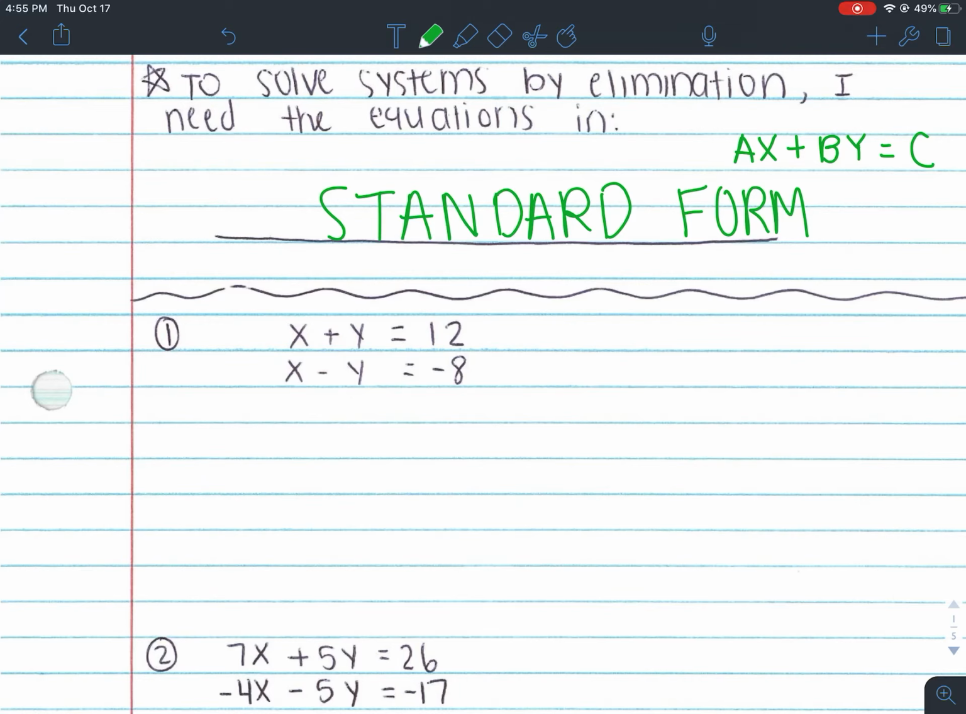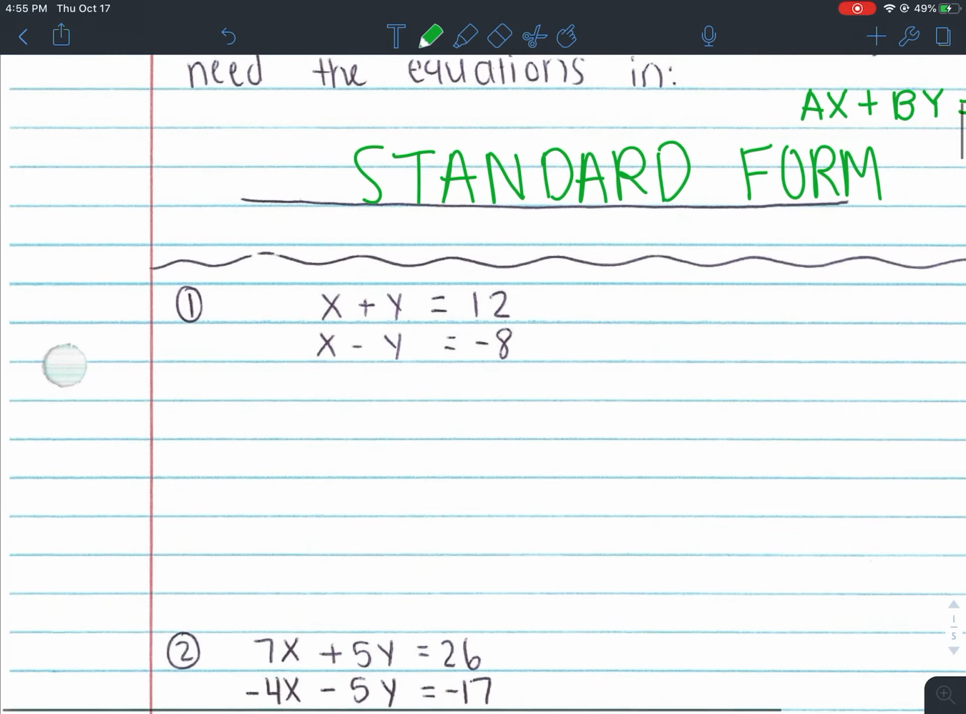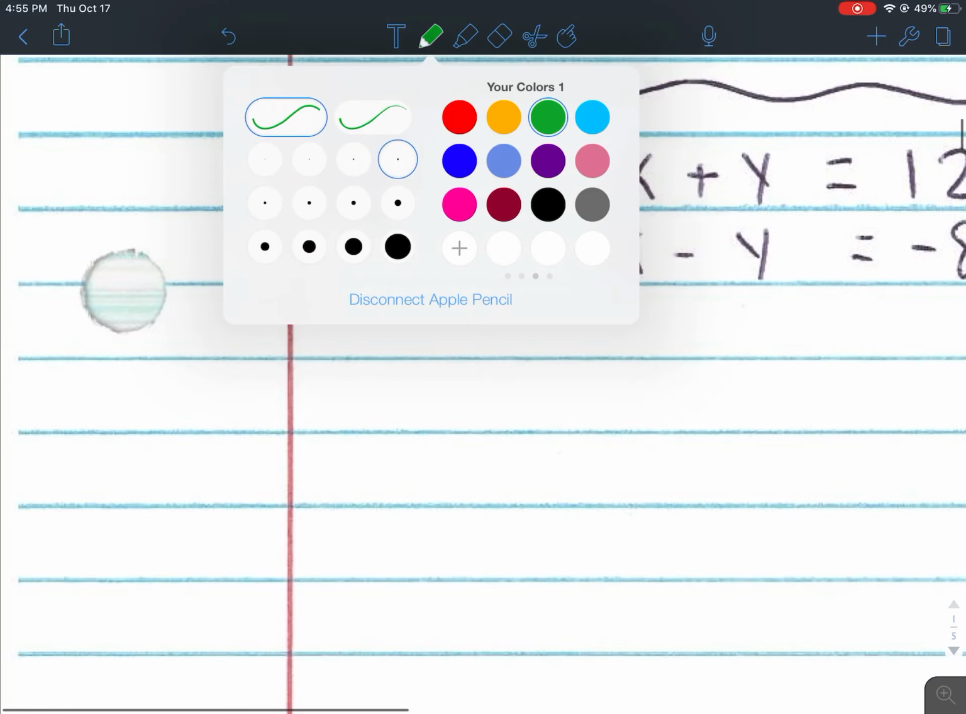Okay, so beginning with number 1, you always want to make sure your equations are stacked on top of each other. So instead of writing them on the left side and on the right side, you're going to have one on the top and one on the bottom.